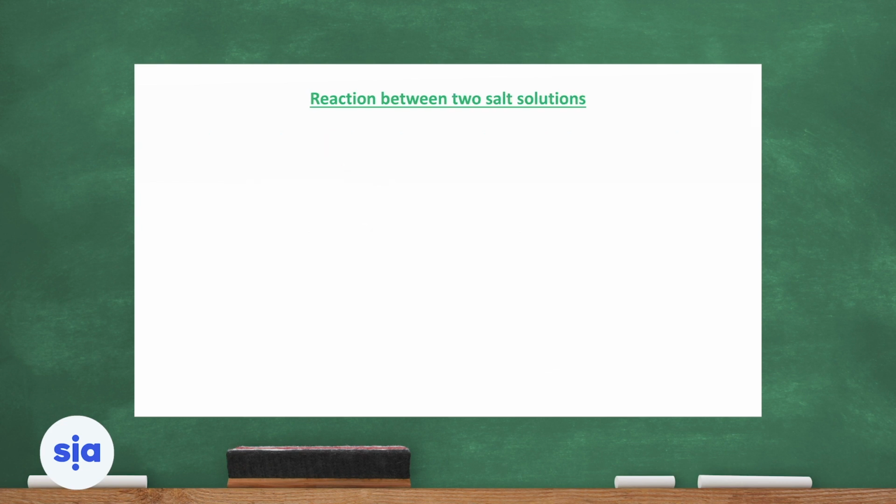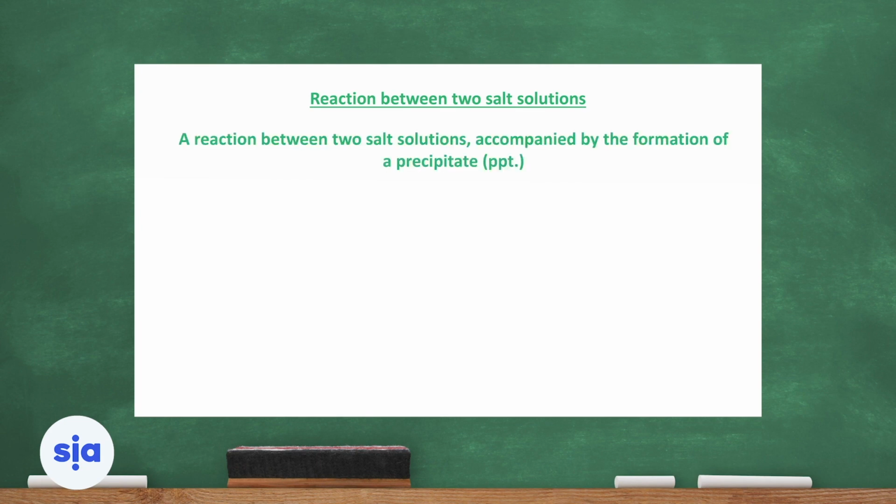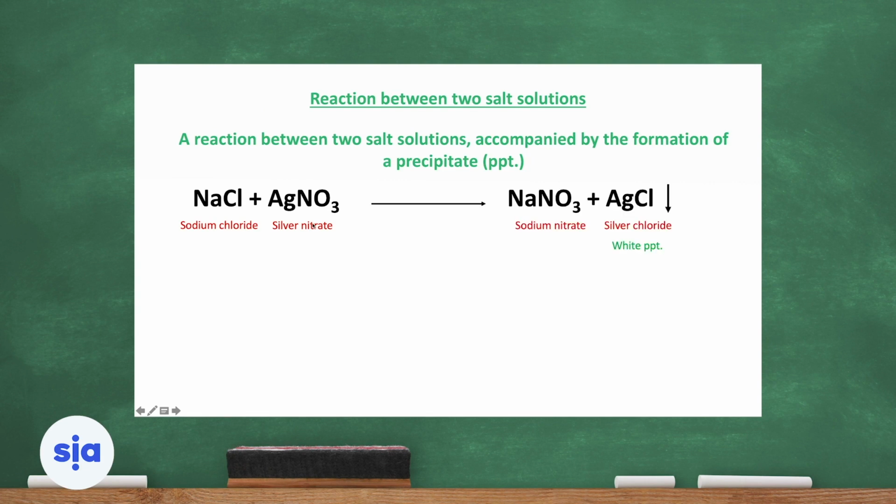Now we will discuss the reaction between two salt solutions. A reaction between two salt solutions is accompanied by the formation of a precipitate. This means that a precipitate will be formed at the end of the reaction. Let's take sodium chloride as an example of a salt and silver nitrate as an example of another salt. When they react together, they will form sodium nitrate plus silver chloride.